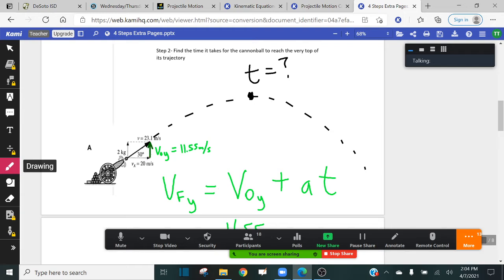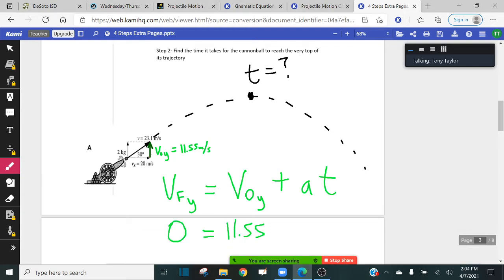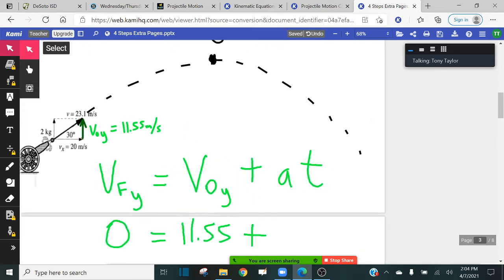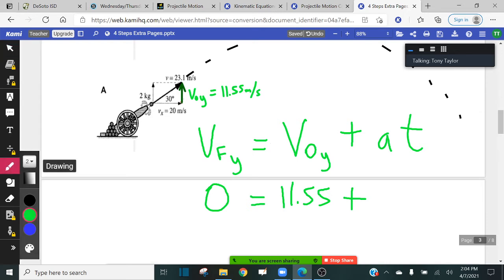Exactly. So at the very top, final velocity is just 0. Does that make sense, guys? It slows down until it comes to a stop, right? Because it has to come to a stop before it can even come back down. Okay, all right, let's keep going. Hopefully you guys are following me so far.